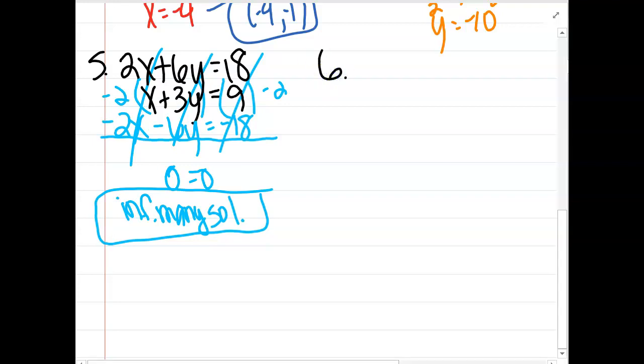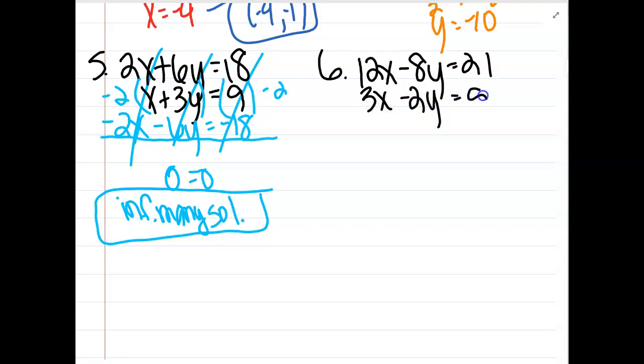Okay, last one. 12x minus 8y equals 21, and 3x minus 2y equals 5. Okay, so I am going to have to multiply because nothing matches. So let's say I wanted to cancel out the x's. Could I do a 12x and a negative 12x? What will I do with that second equation to go from 3 to negative 12? It's going to have to multiply by a negative 4 because I need to change the sign.